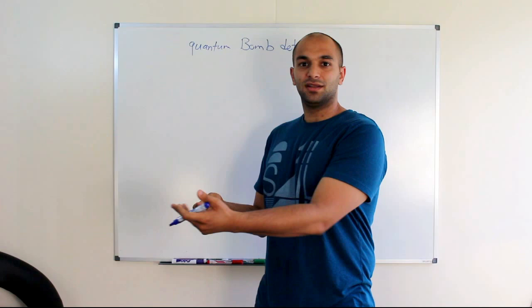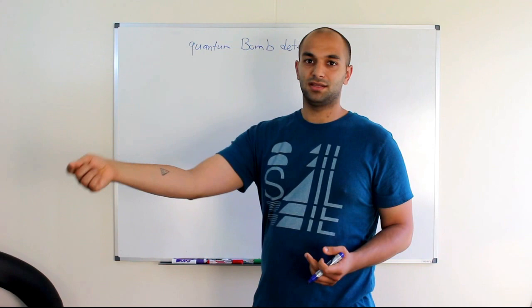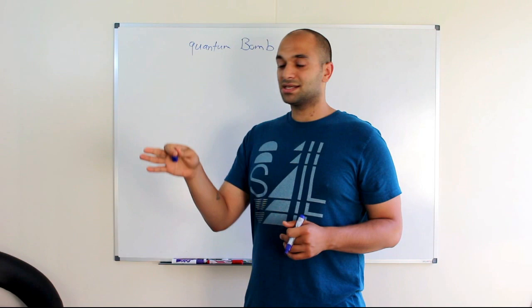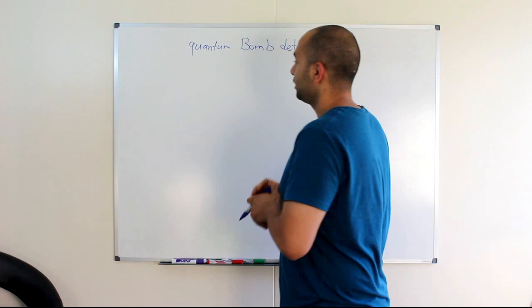We're used to, whenever you look at something, light is bouncing off of it and it goes back to your eye. So here I'm going to tell you how you can basically look at something without light actually bouncing off of it. So let's step back and talk about the basic idea of quantum mechanics.